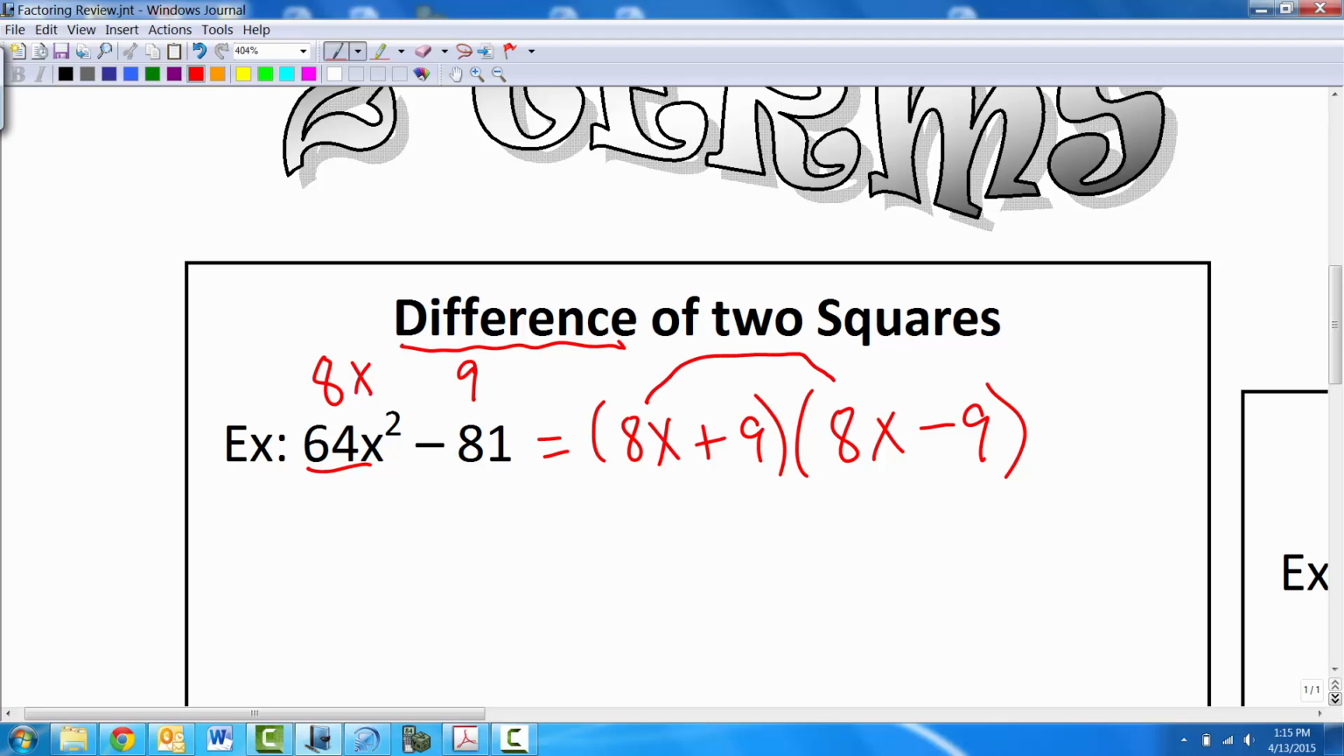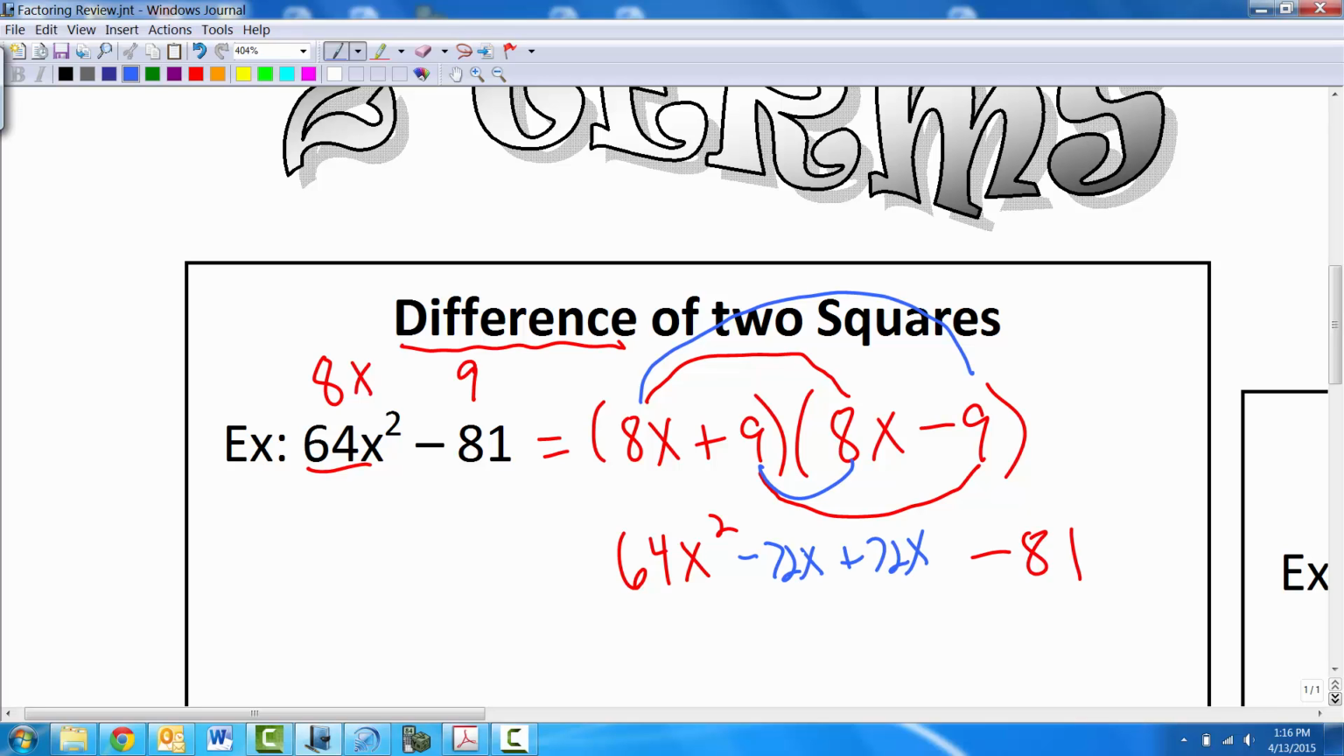What's 8x times 8x? 64x squared. Do not write this. This is checking your answer. This is the reverse of what you just did. Now, what's 9 times negative 9? Negative 81. Because then what happens to the middle term? They cancel. This is minus 72x. This is positive 72x. Lo and behold, I end up with what I had for the question.